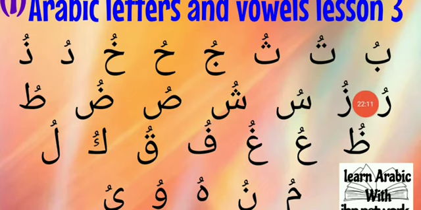Here we have zain, za, together with dhamma. So we say za dhamma zu, za dhamma zu, zu.